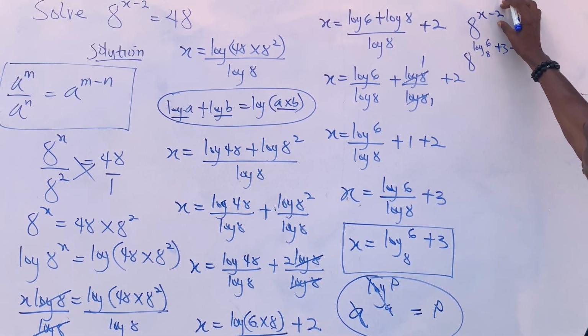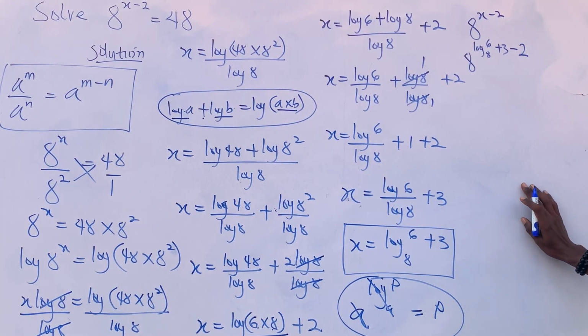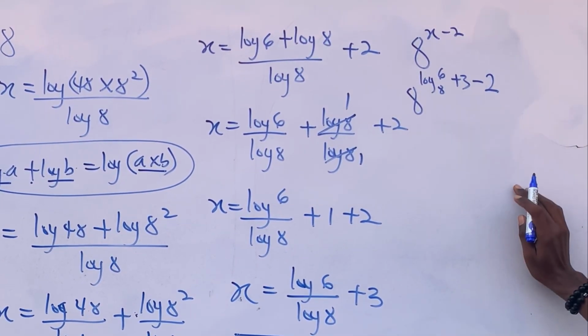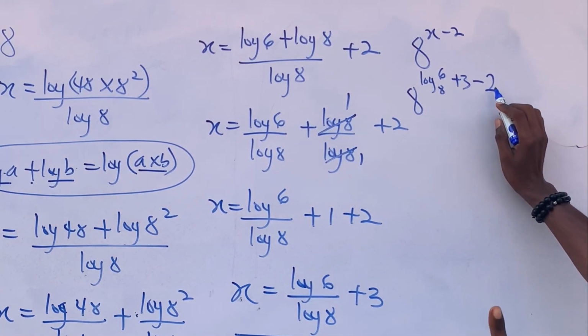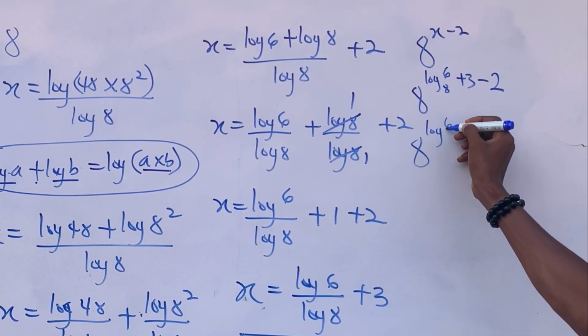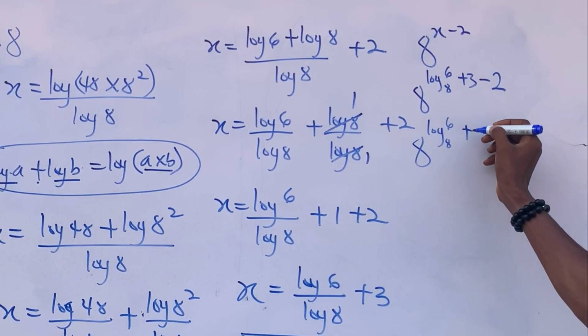Remember, then minus 2. So this is our x, then we still have a minus 2. So 3 minus 2 is obviously 1. So what we'll have now is 8 raised to the power log 6 base 8 plus 1.